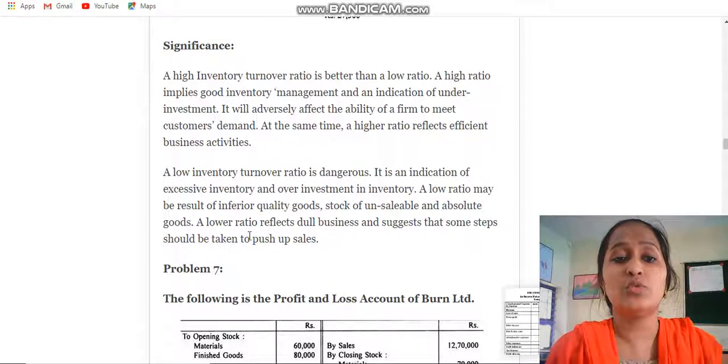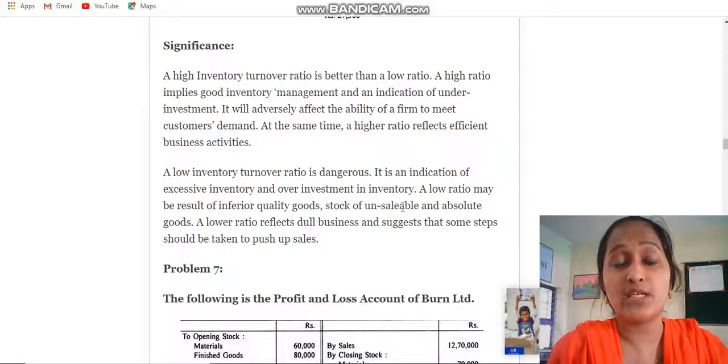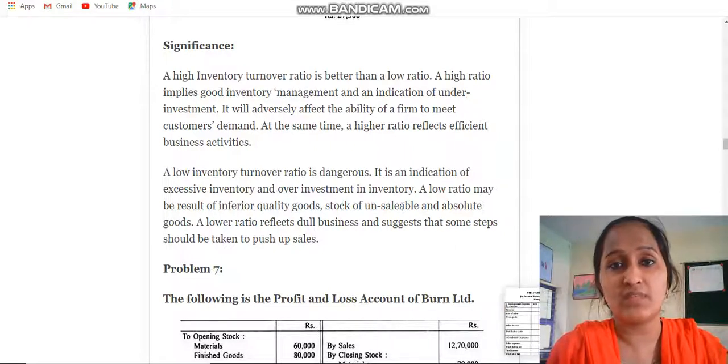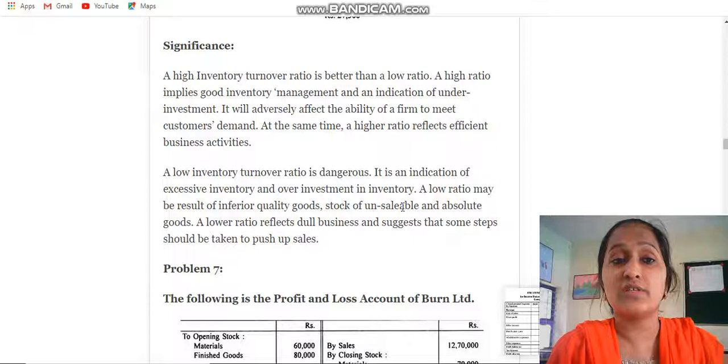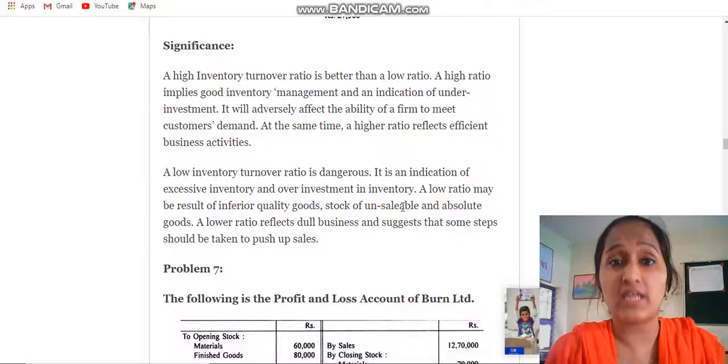A low ratio may be the result of inferior quality goods, stock of unsaleable items, and it also indicates goods lying in the warehouse. It is not going to help to sell goods and services to the customers. So dear children, remember all 4 major types of ratios. Go ahead with each and every formula, each and every ratio. Then see what information is given and what is not given, and based on that you are supposed to do the calculation.